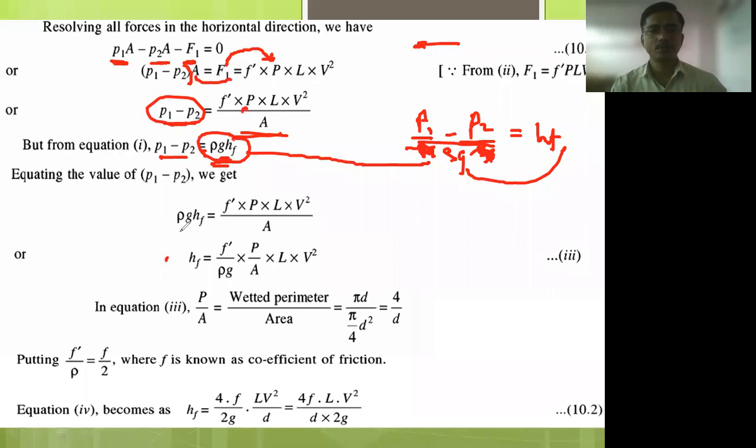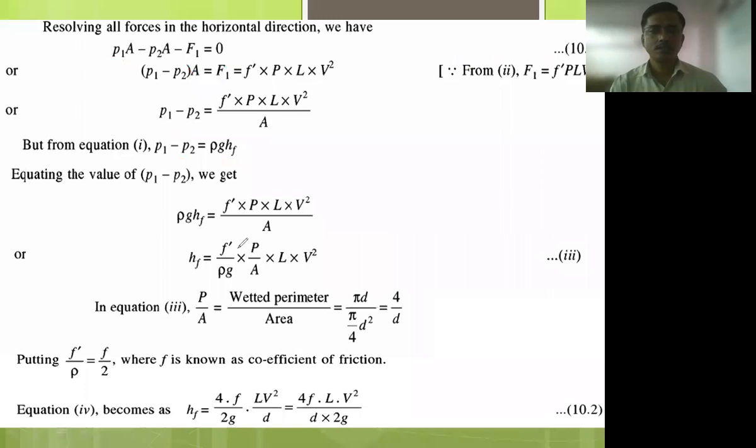So I will get here rho g HF is equal to F dash, this part as it is, this part will be carried forward. Take this rho g here and keep HF there. So I will get here F dash upon rho g, and this part will be as it is. Okay, carry forward. Then this P upon A is nothing but wetted perimeter upon area.